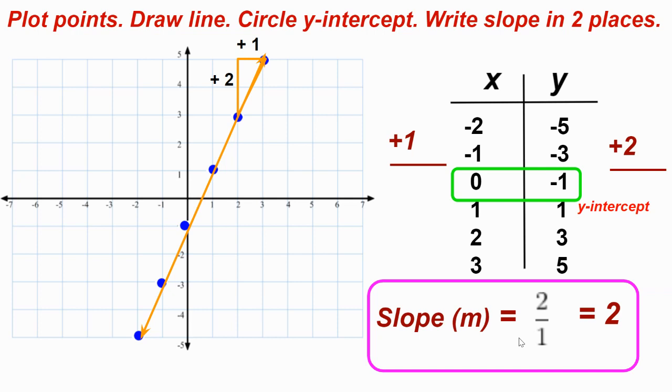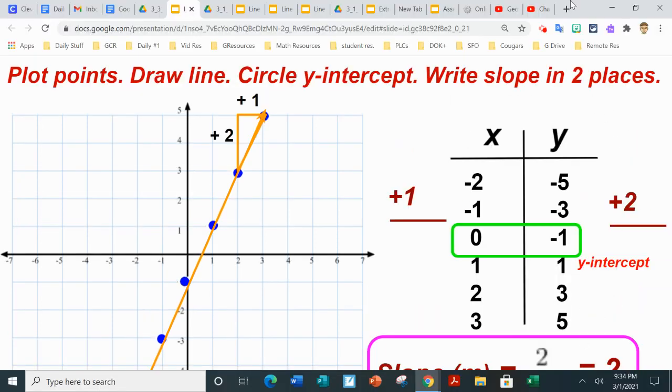Let's take a look at it. Let's do some practice and get comfortable with all of these different things we're learning about with slopes and y-intercepts. All right, here we go.